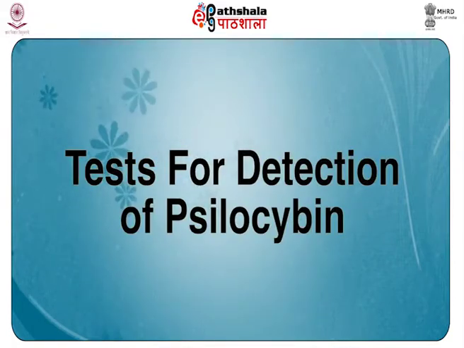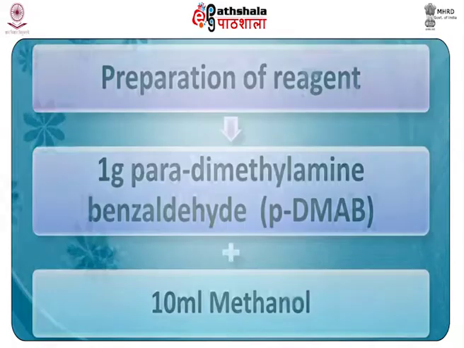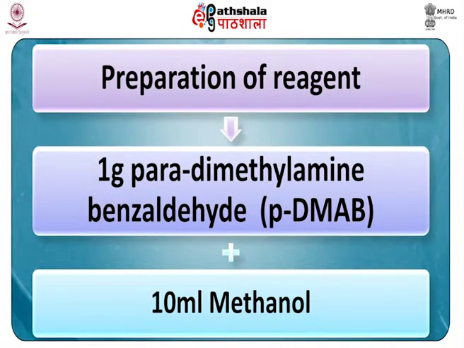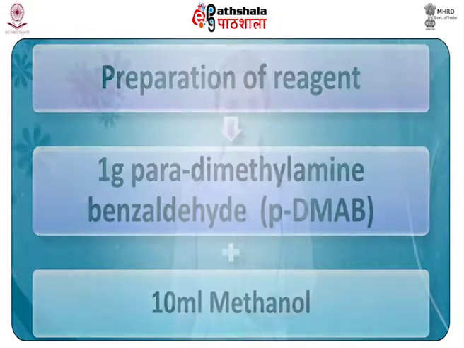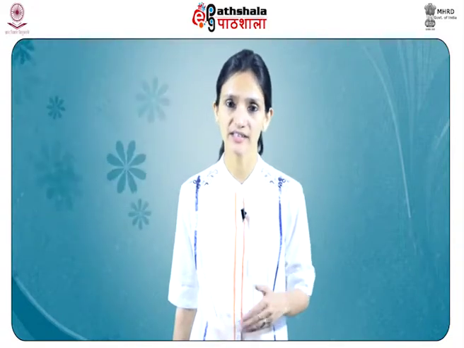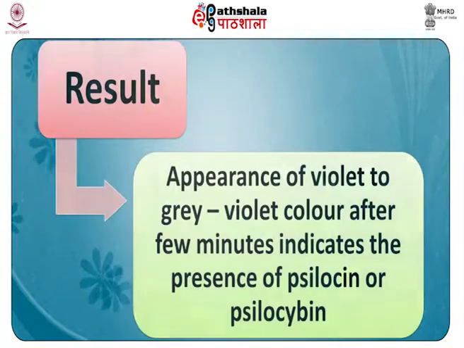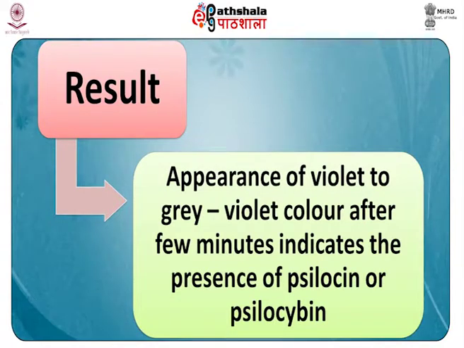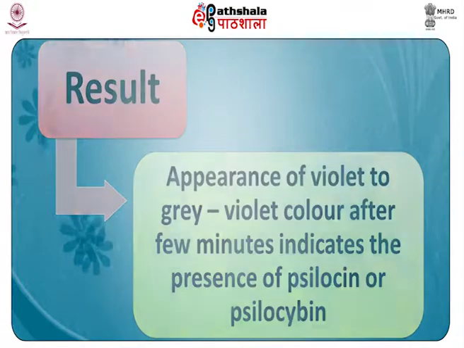Next are the tests for detection of psilocybin. First is the Lysergic reagent test. Preparation of reagent: 1 gram of para-dimethylamine benzaldehyde, that is p-DMAB, is dissolved in 10 ml methanol and 10 ml concentrated orthophosphoric acid is further added to it. Result: appearance of violet to grey violet color after a few minutes indicates the presence of psilocin or psilocybin.